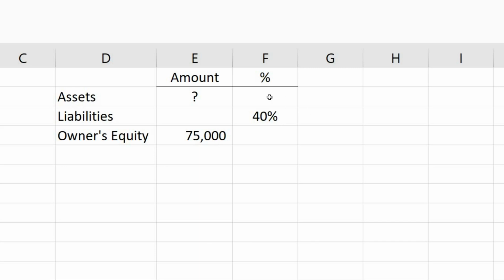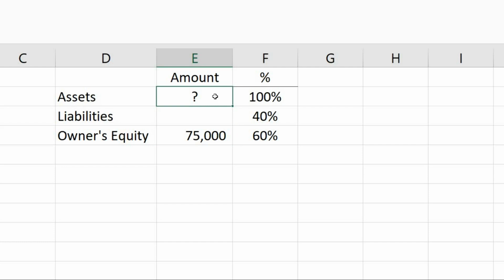Now, how do we compute? Firstly, you have to recognize and remember that your asset is always 100%. So, if this is 100% and your liabilities are 40%, your owner's equity is 60%. That's 100% minus 40%, so that's 60%. Now, since we know that 75,000 is only 60% of the 100%, what we have to do is compute for the 100%. Okay? So, how do we compute?